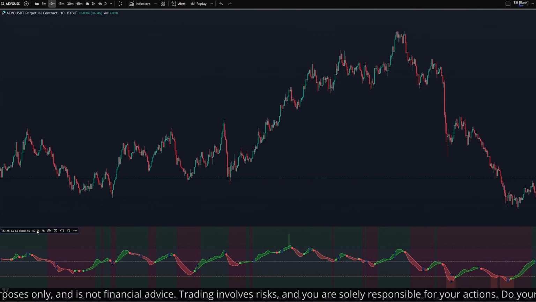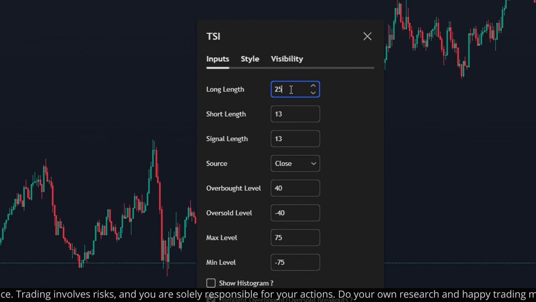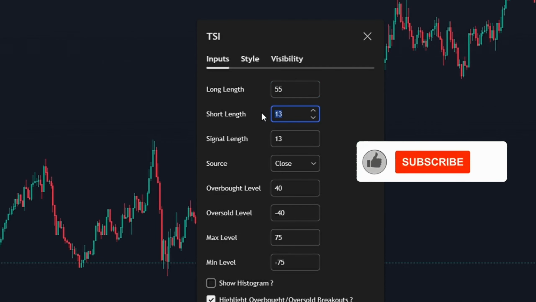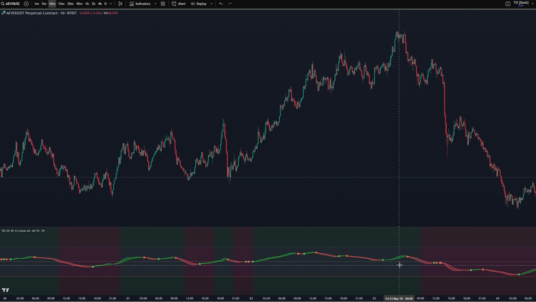And to reduce that, we're gonna change the long length and the short length in the indicator settings. We're gonna change this parameter, long length, to 55 and 35 for the short length. And as you can see, now there are fewer signals. But as you probably already noticed, here there are a bunch of signals close to each other.